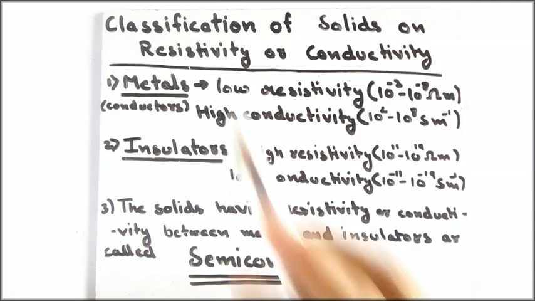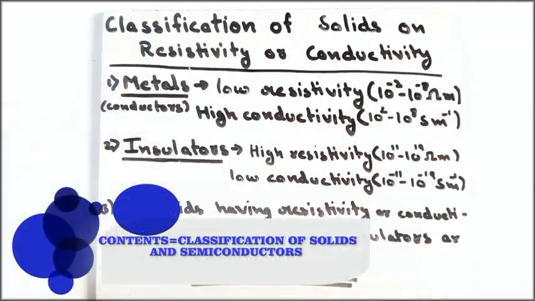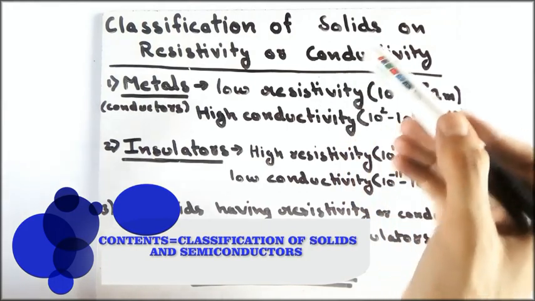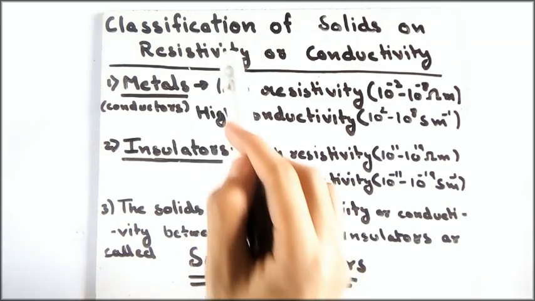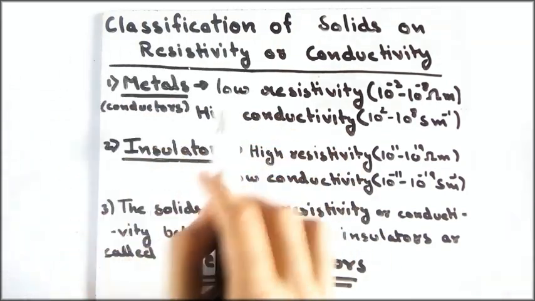This video is about the classification of solids on the basis of resistivity or conductivity. Now, this is very important in understanding electronics. So, let's look at it. Now, first type is metals or conductors.